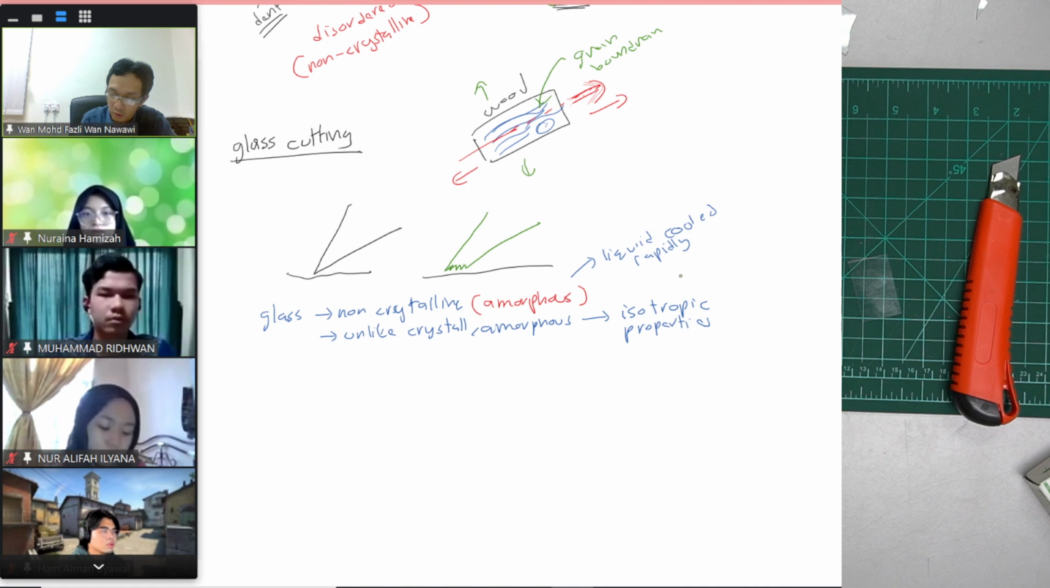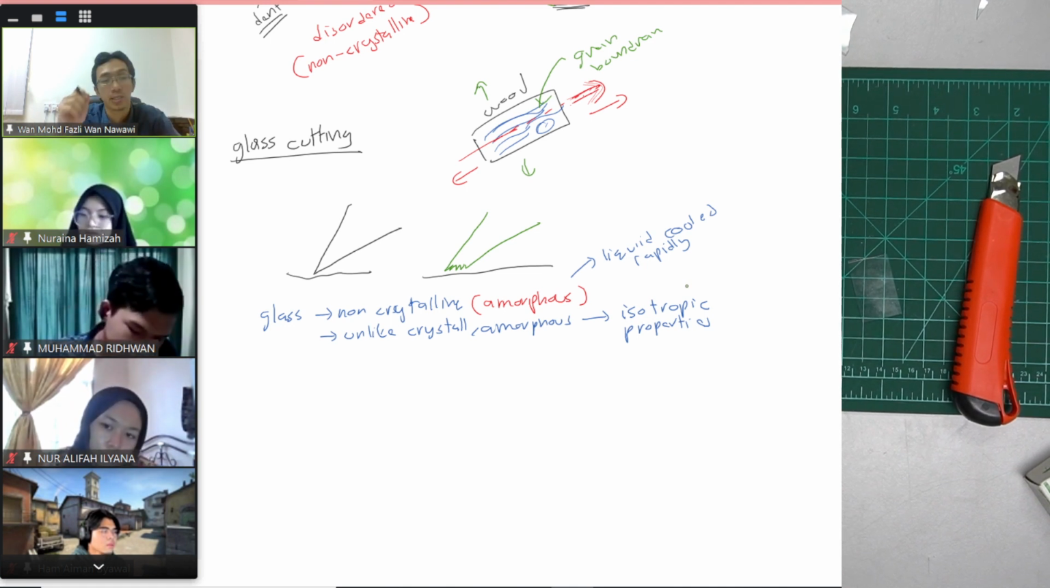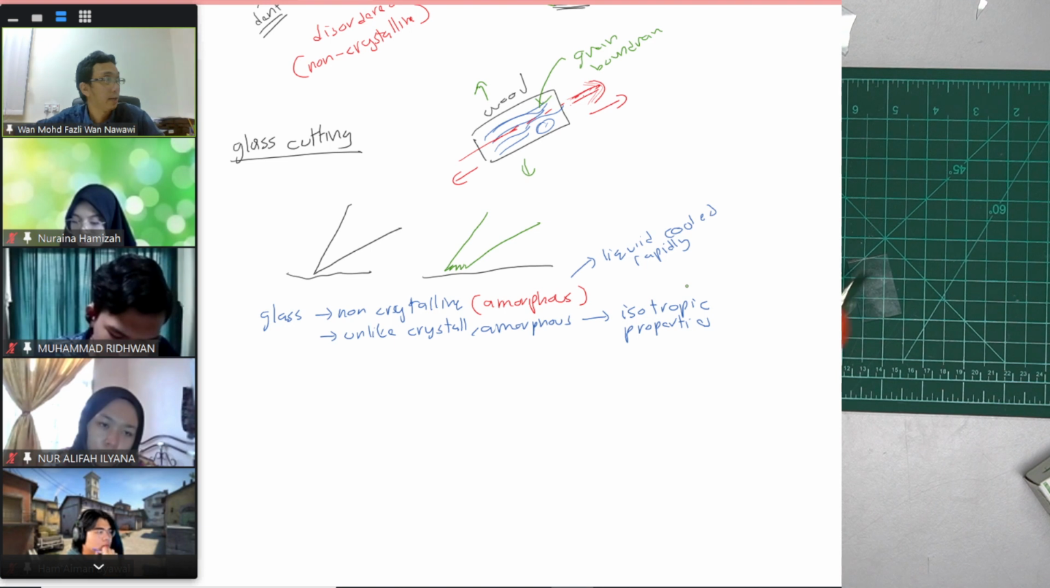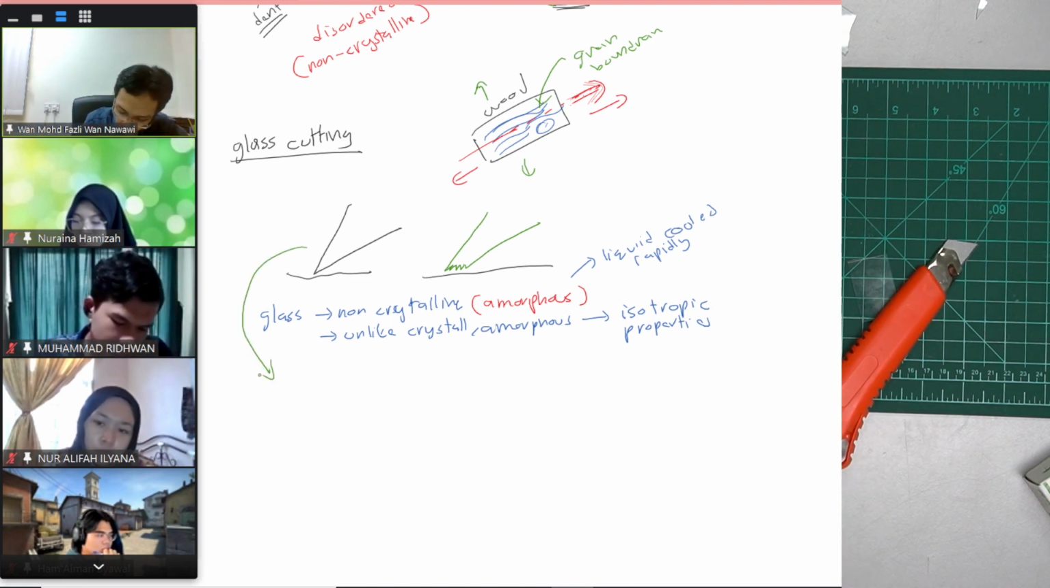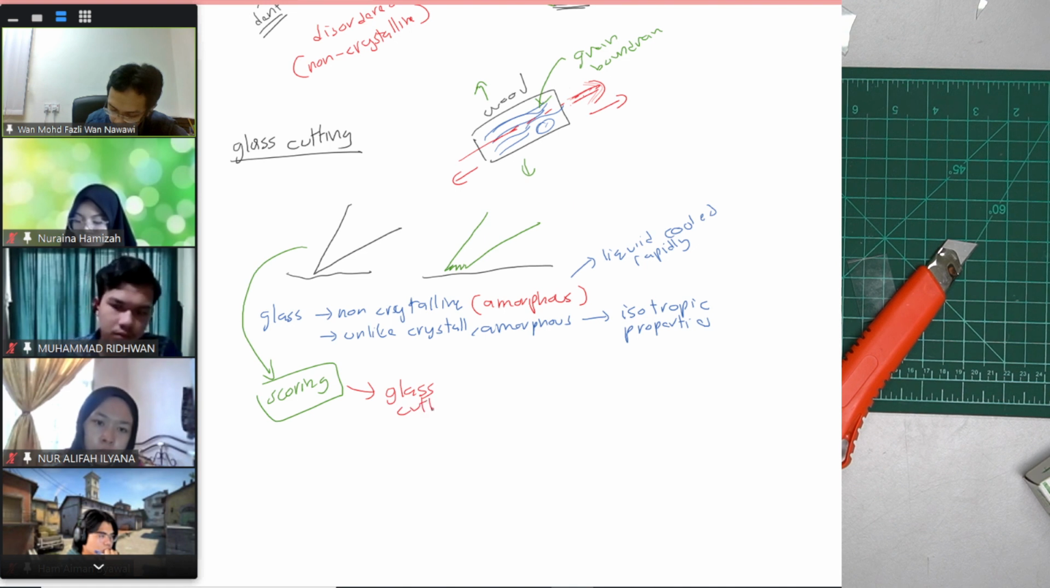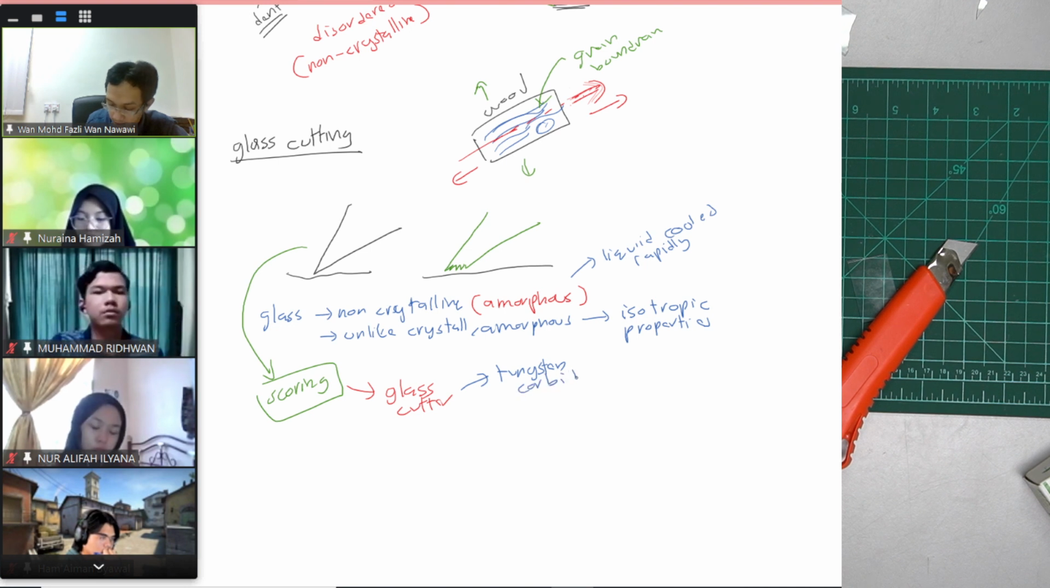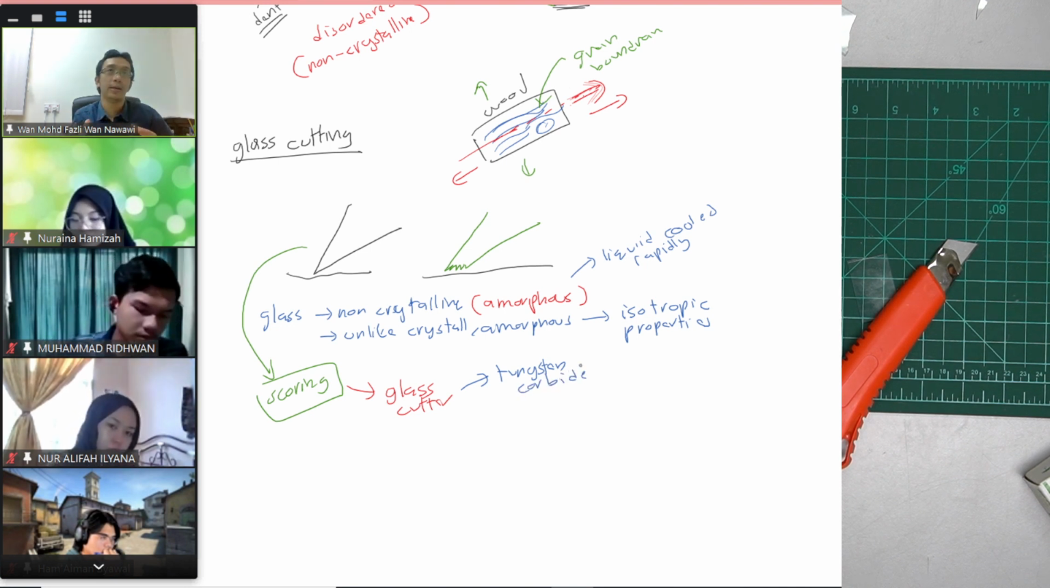But with isotropic properties, when you initiate a crack, it can go anywhere. That's why when you do this, the term is scoring. Normally people use a glass cutter. The tip of a glass cutter is normally made from tungsten carbide, which is very hard, almost equivalent to diamond.